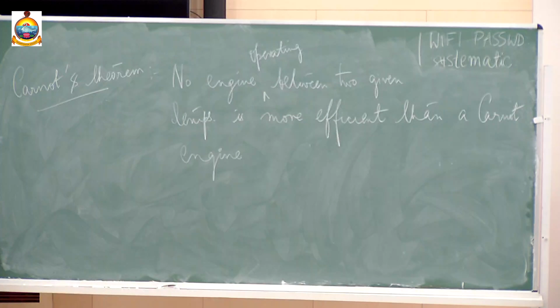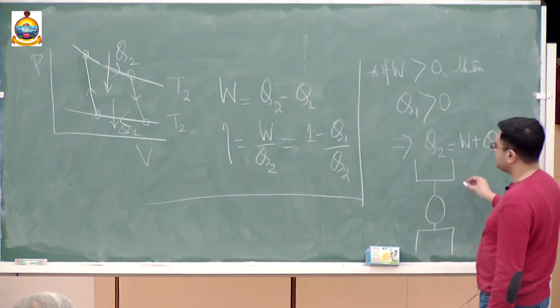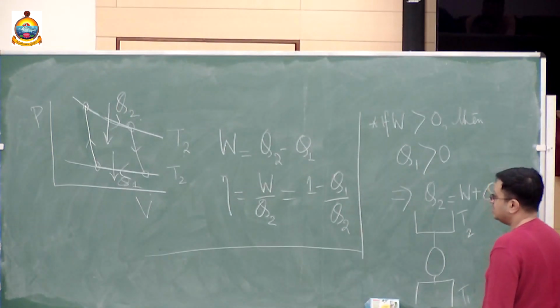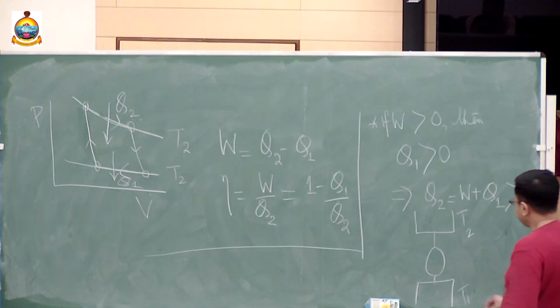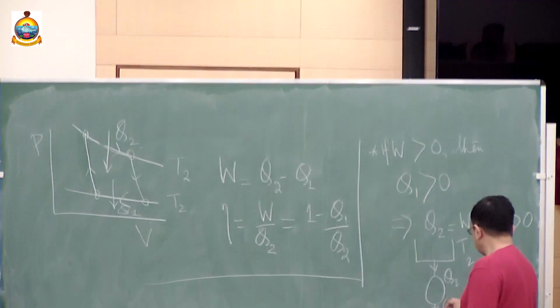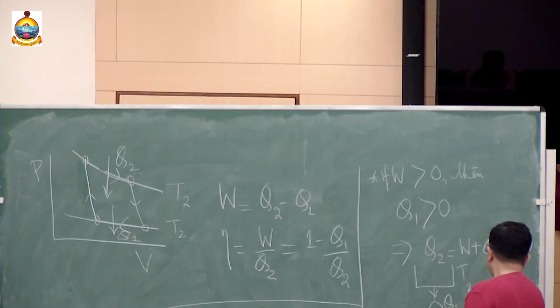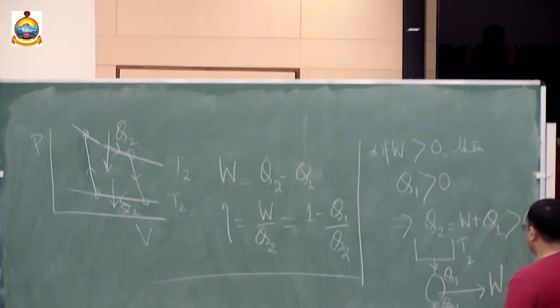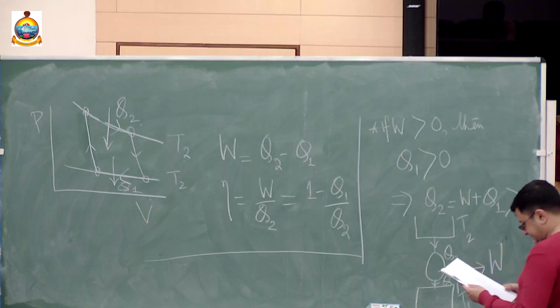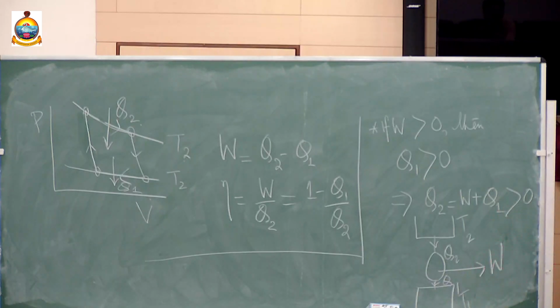Symbolically, you represent this Carnot engine like this: this is temperature T2, this is temperature T1. You absorb an amount of heat Q2 this way, you release an amount of heat Q1, and this system delivers an amount of work W to the external world. So that's one thing.